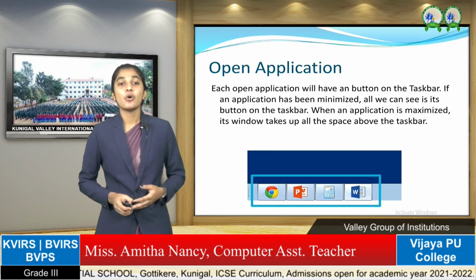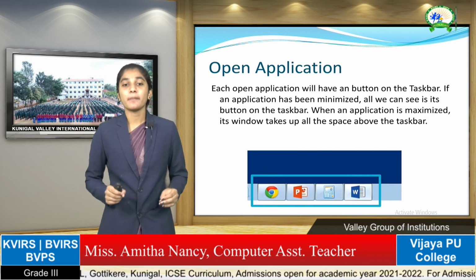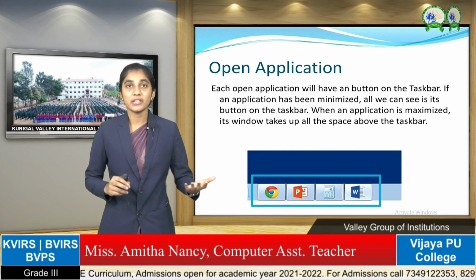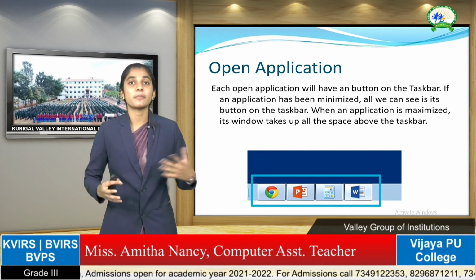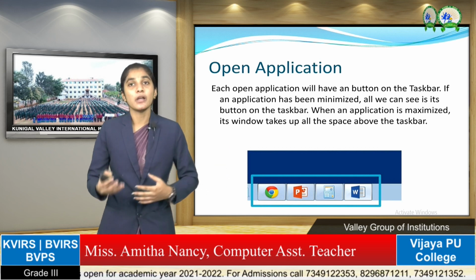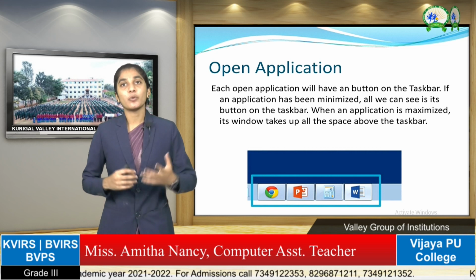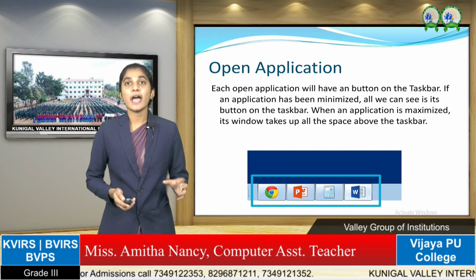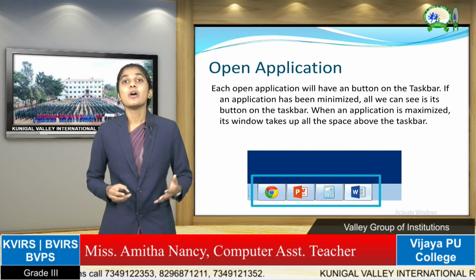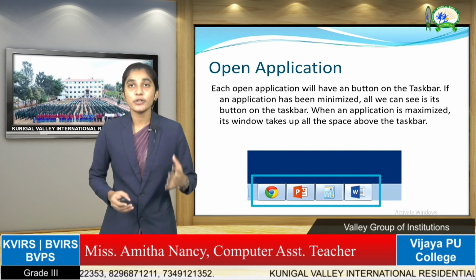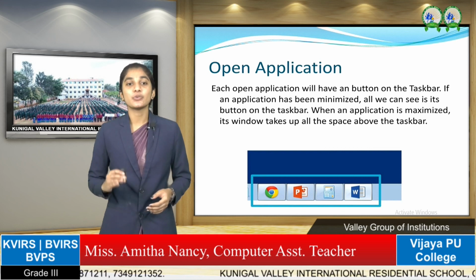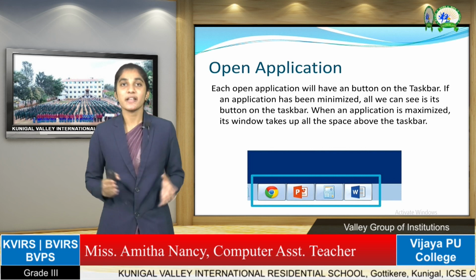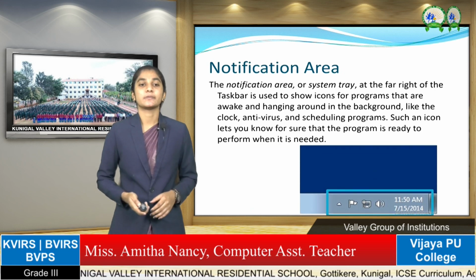And next one we have open application. Open application, as I already told, in the taskbar, when I am working with some application, sometimes I will open Google, sometimes I will open Word document, or sometimes I will open calculator also, it will be displayed in the taskbar. That is known as open application, which are the files or the application that I have already opened and I am working through. Sometimes it is minimized, sometimes it is maximized, and I will be working on that.